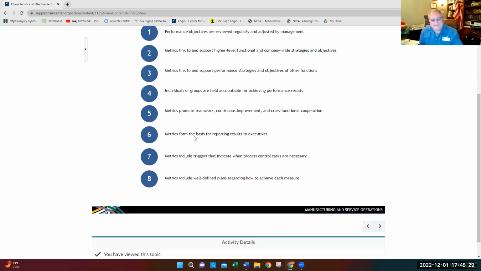So we've got the metrics forming a basis of reporting results to executives. And everybody reads the remarks that students make in any of those surveys. Plus, everybody looks at how many students start the class, how many students finish the class, and how many students pass the class. And so there's certain metrics that they look at.